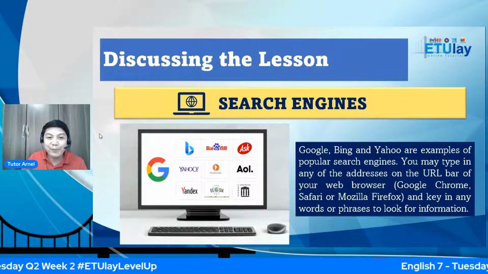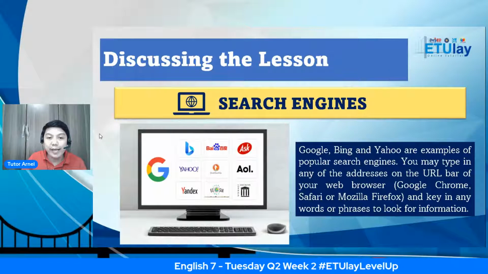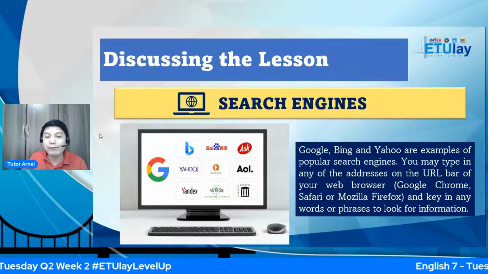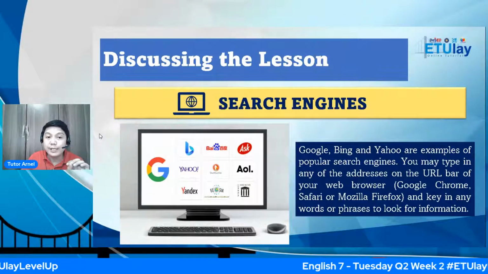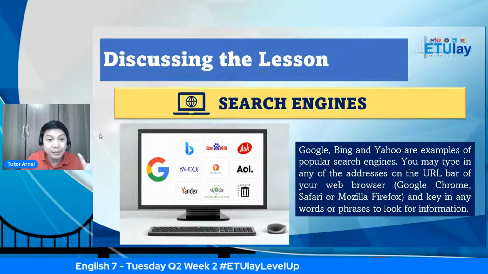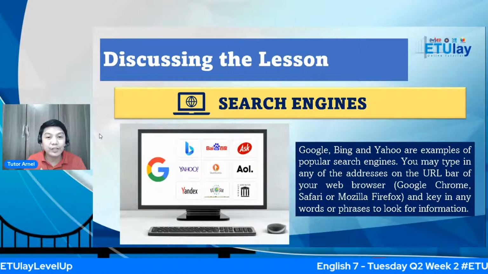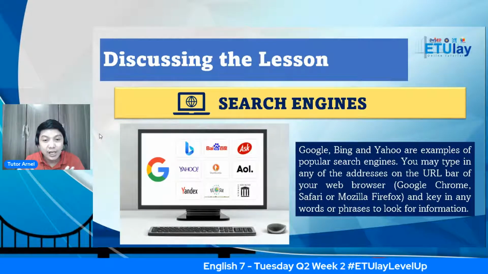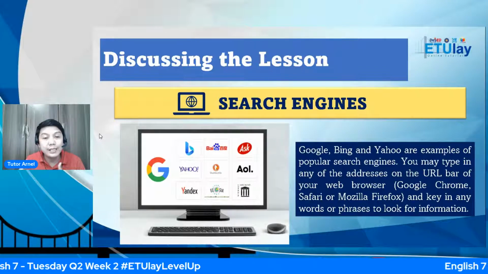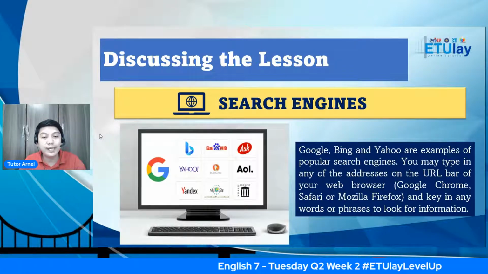So these are examples of popular search engines, and you may type in any of the addresses on the URL bar of your web browser like Google Chrome, Safari, or Mozilla Firefox. So yun naman daw, Google Chrome, Safari, and Mozilla Firefox, ang tawag natin doon ay web browser. So let's not be confused, ha? Google, Bing, and Yahoo and the rest that you can see on the screen are examples of search engines. Now, para ma-access natin yung search engines, you need to type it in the URL bar that can be accessed through the web browsers na Google Chrome, Safari, or Mozilla Firefox.